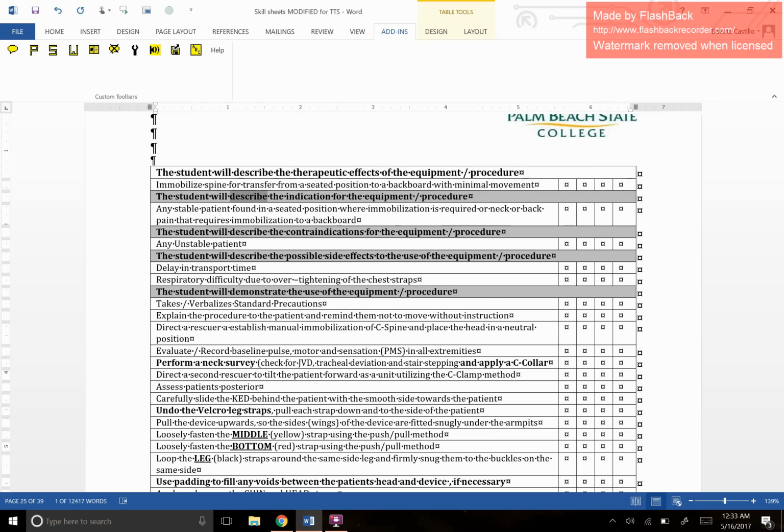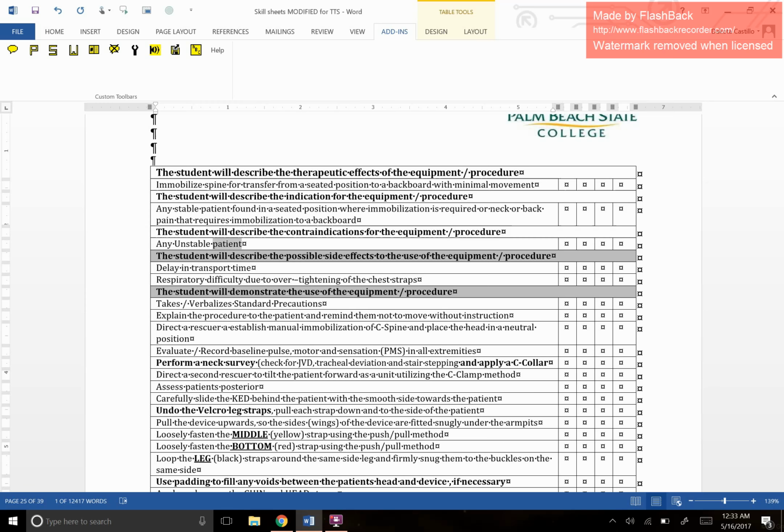The student will describe the indication for the equipment/procedure. Any stable patient found in a seated position where immobilization is required, or neck or back pain that requires immobilization to a backboard. The student will describe the contraindications for the equipment/procedure.